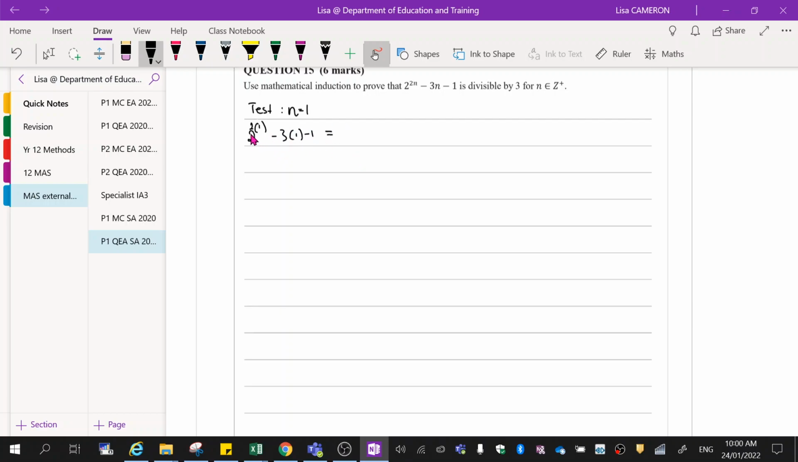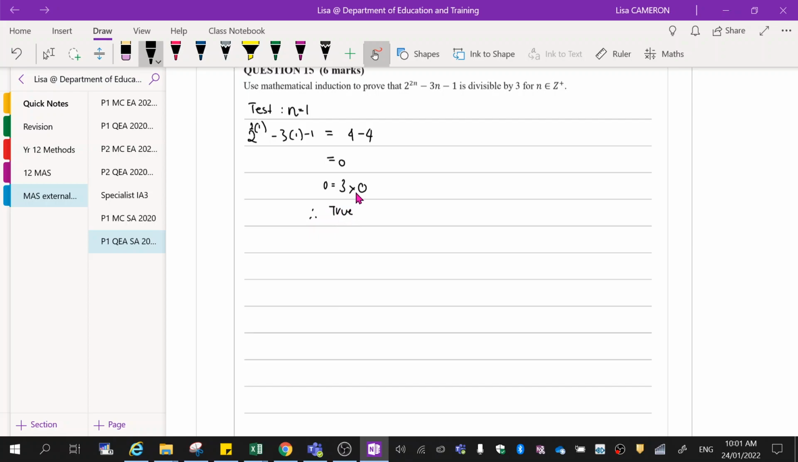Okay, and 2, so this top part will simplify down to being 2. So 2 to the power of 2 is 4. This will stay as -3. So 4 - 3 - 1 makes 0, which equals 0. So we could also say that as 3 times 0 is equal to 0. Therefore, true.